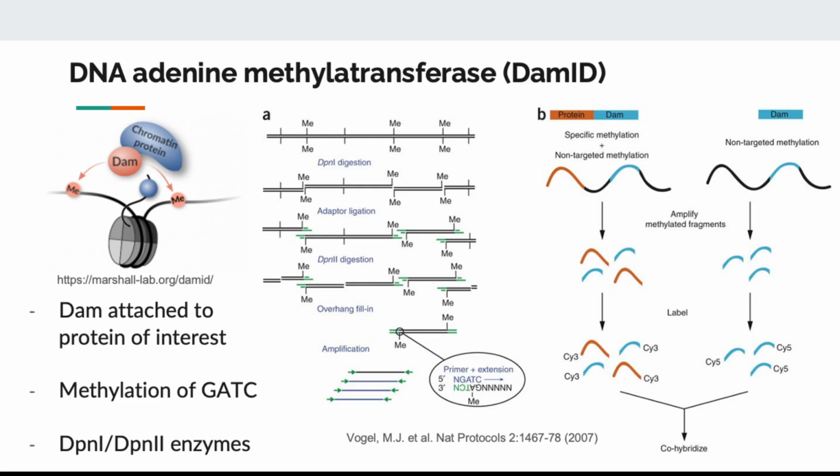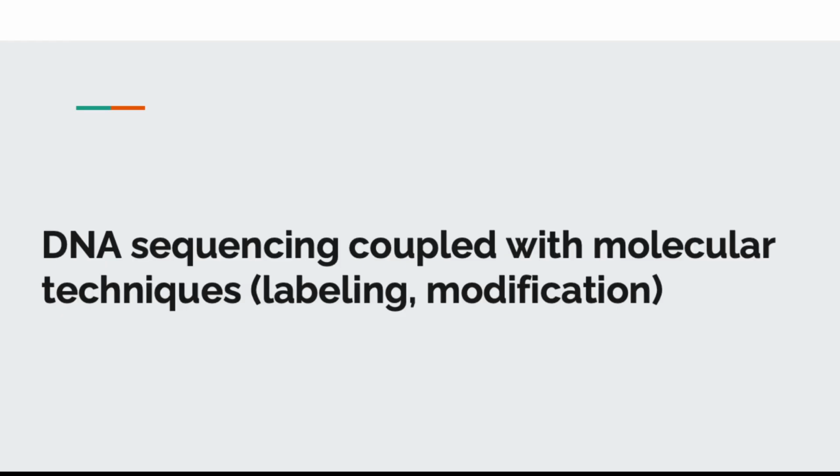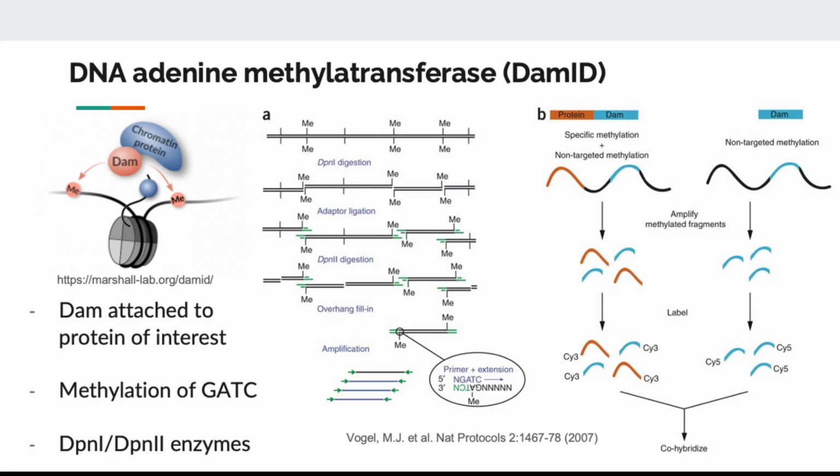So it's similar to ChIP-seq. For ChIP-seq, you can detect where the transcription factor binds to the chromosome or where the histone is modified. For DamID, you can study any protein that also binds to the chromosome, and you can look at the pattern of methylation that occurs afterward.